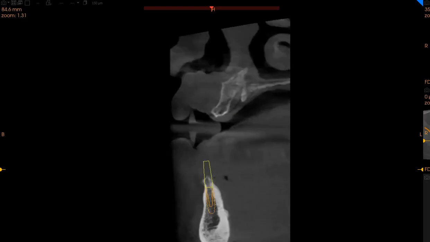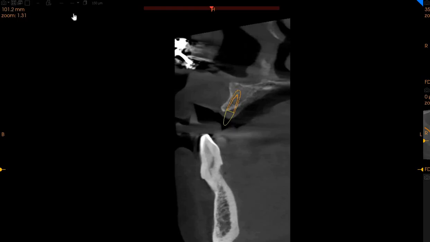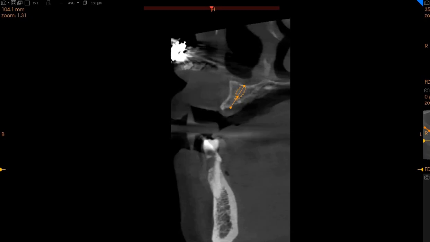Moving to the upper left lateral canine region, here you can see we've got a ridge width of approximately 6 millimeters. We've tried our best to place this implant as appropriately as we can, but we've got limited bone in this region. This implant is going to be slightly difficult to place, especially because of its limited bone in the region.